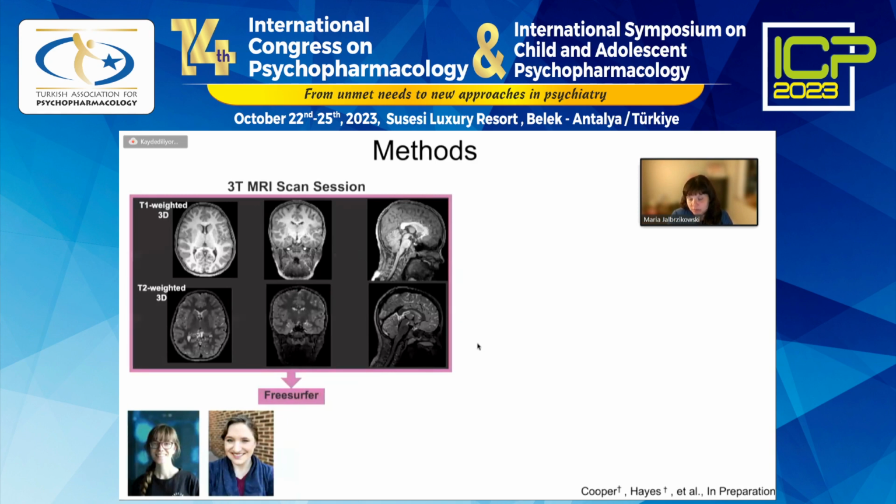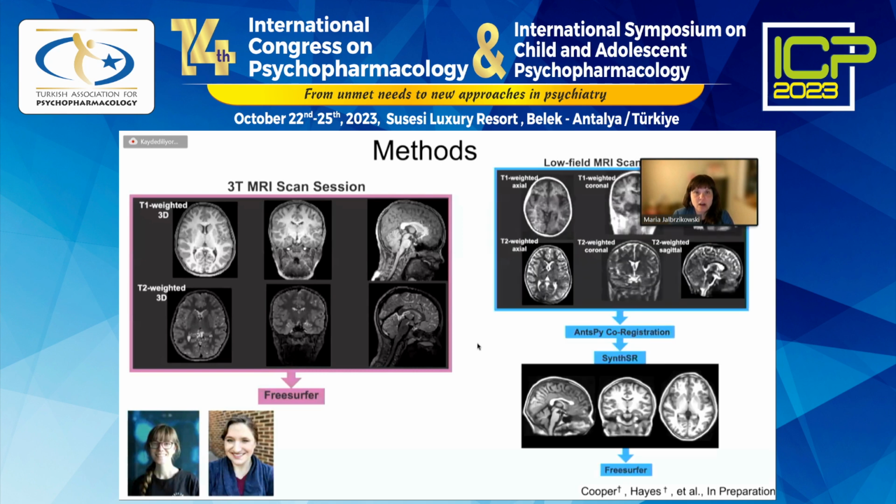Either on the same day or within a week of receiving that scan, they also participated in a low field MRI scan session. Now, to improve the signal to noise ratio, what you can do is collect multiple scans in multiple orientations. So we actually ended up collecting 6 sets of scans for the one T1 weighted, one T2 weighted, in each direction, each orientation, axial, coronal, and sagittal, then co-registered these scans, then applied SynthSR, and then used FreeSurfer.